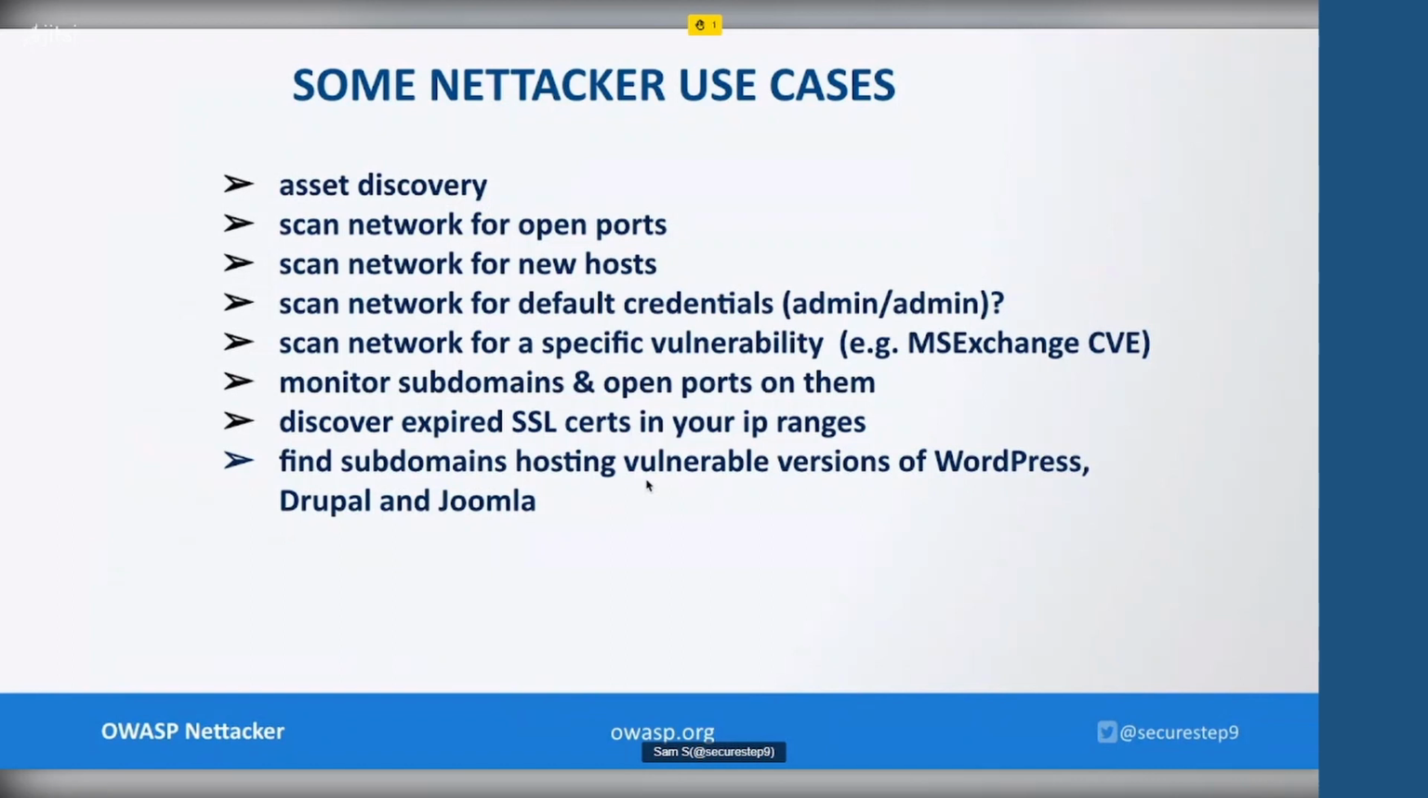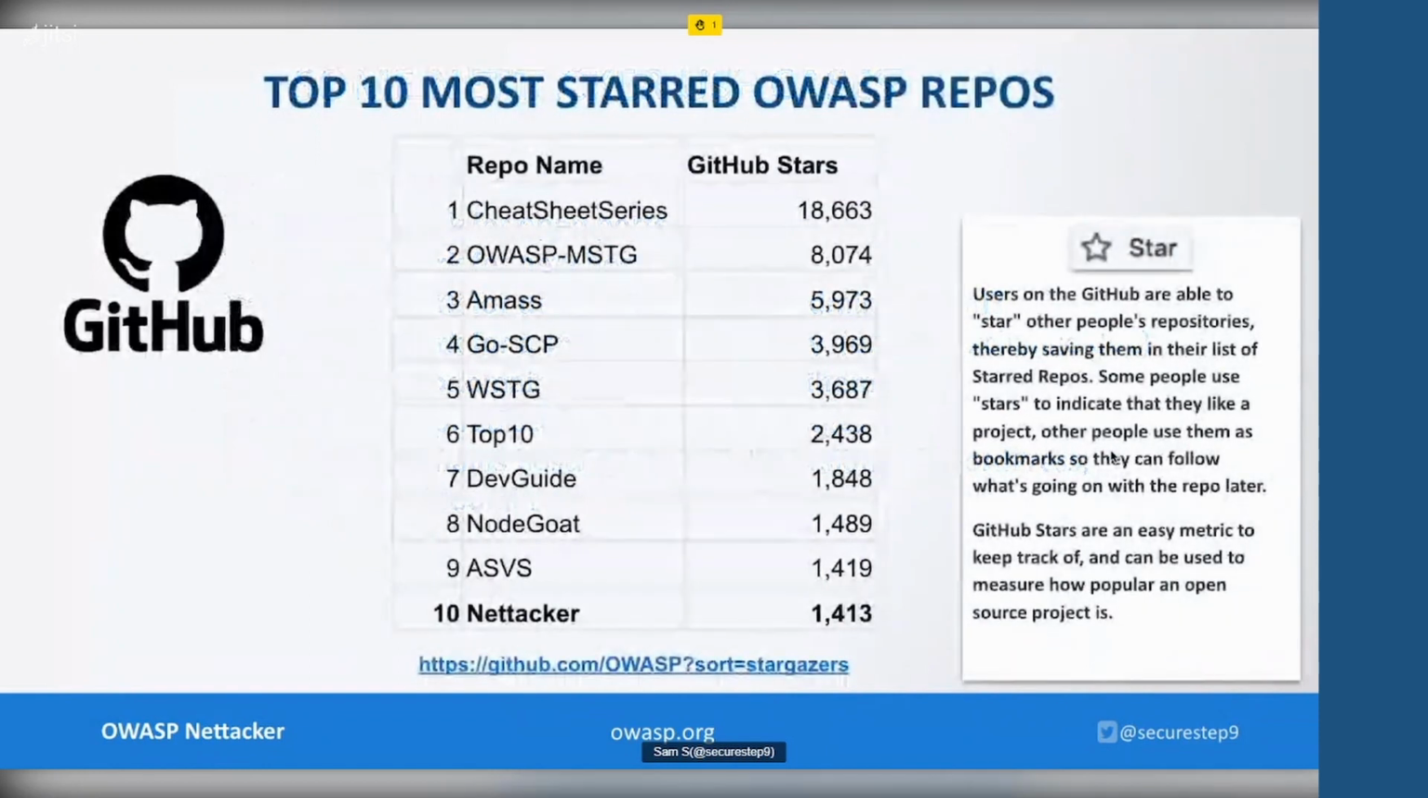And of course, you can also find subdomains hosting vulnerable versions of popular content management systems, such as WordPress, Drupal, Joomla. So everyone's aware of the OWASP Top 10, but there is another top 10, and that's a GitHub top 10. So this is the GitHub top 10 of most starred OWASP repos.